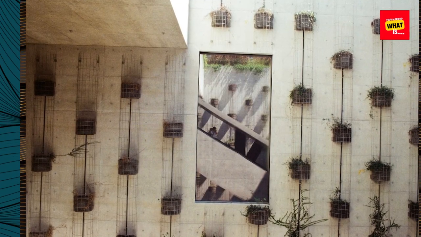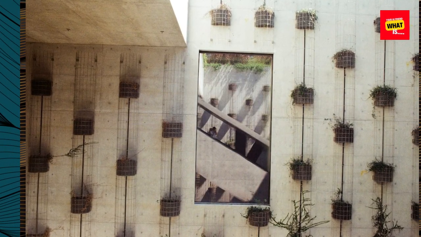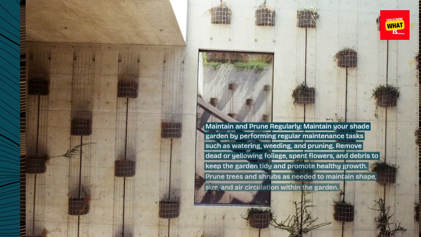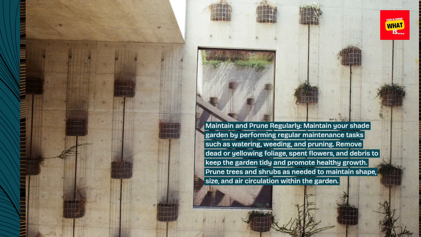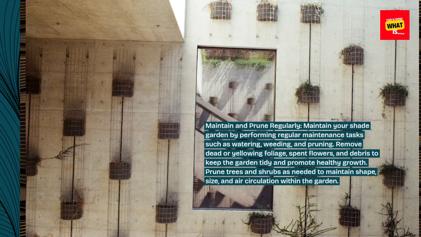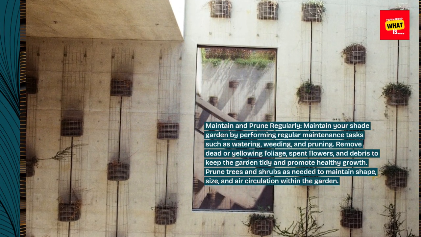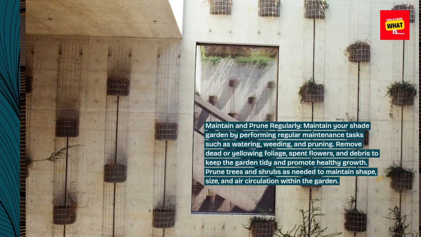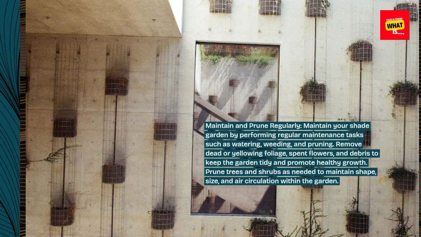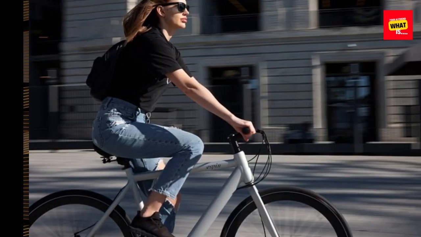Maintain and prune regularly. Maintain your shade garden by performing regular maintenance tasks such as watering, weeding, and pruning. Remove dead or yellowing foliage, spent flowers, and debris to keep the garden tidy and promote healthy growth. Prune trees and shrubs as needed to maintain shape, size, and air circulation within the garden.